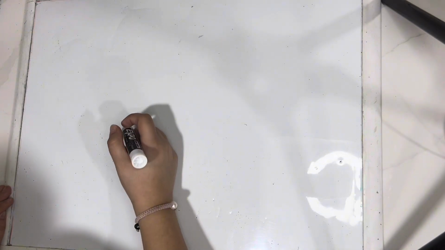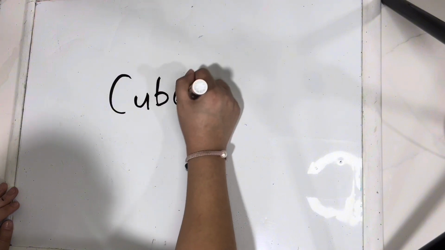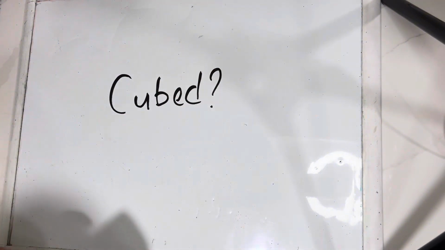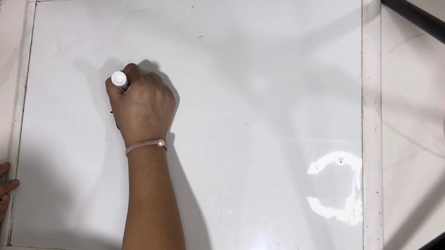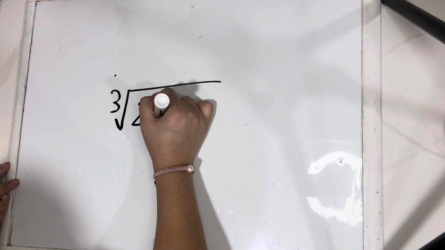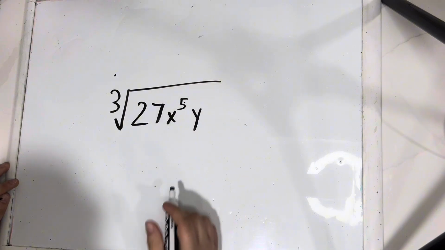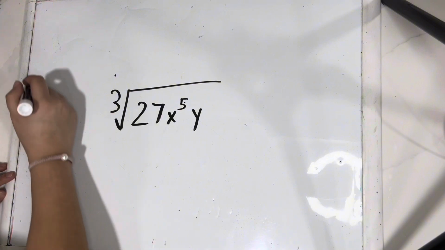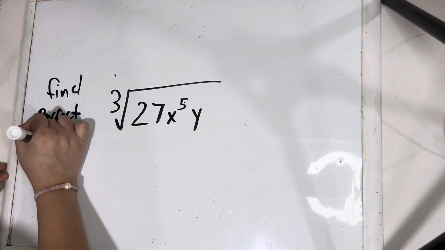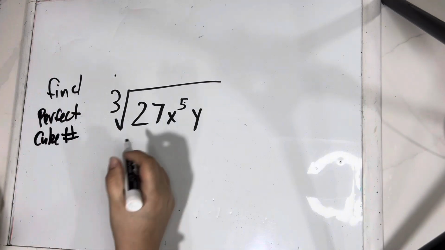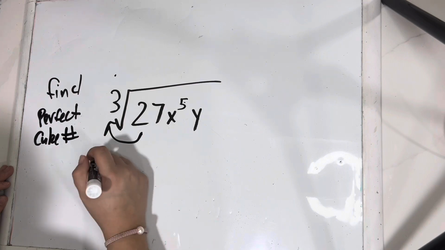Moving up the bar, we are now going to try a radical expression where the index is 3 instead of 2. Now that our index is 3, we are going to be finding the cube root of 27x to the 5th y. Looking at our new radicand, we must find the perfect cube of 27. Since 27 is a perfect cube, it comes out of the radical.